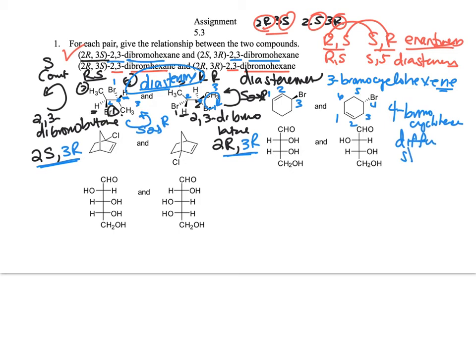What do we call those? Those would be structural isomers, constitutional isomers. Structural, they have the position of the alkene in a different place.